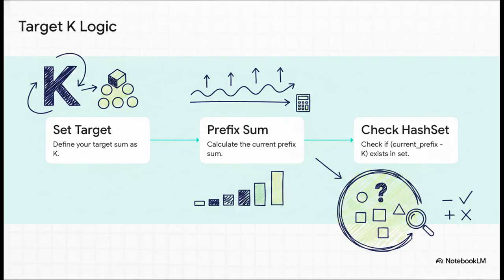We can easily escalate this logic. What if the interviewer tweaks the question and asks for a target sum? Let's call it K instead of 0. The mechanics are almost identical. Step 1, define the target sum as K. Step 2, calculate the current prefix sum. Step 3, check if the current prefix minus K exists in the hash set. We're using a simple algebraic trick here. If our current running total is 15 and our target K is 5, we just look in our hash set for the number 10. If 10 is in there, we know for sure a subarray summing to 5 exists.